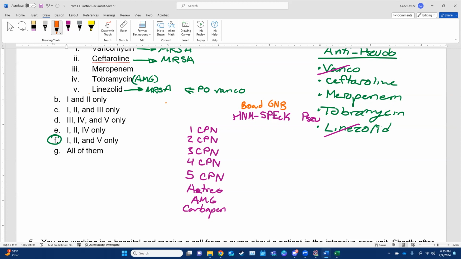We could definitely say not first gen, but second gen does cover H&M spec. Everything else is broad spectrum.